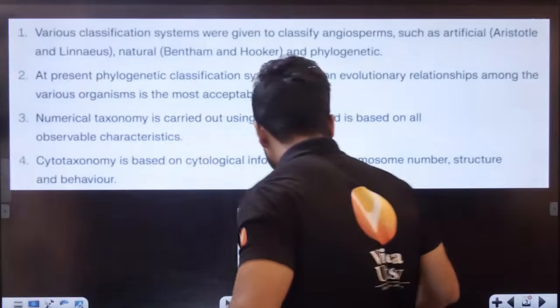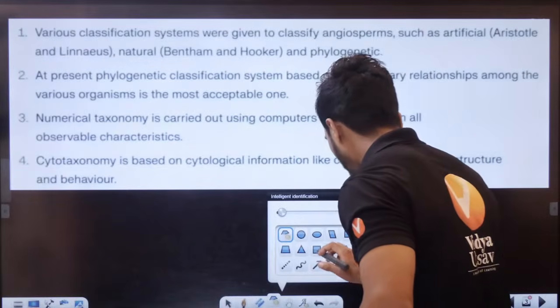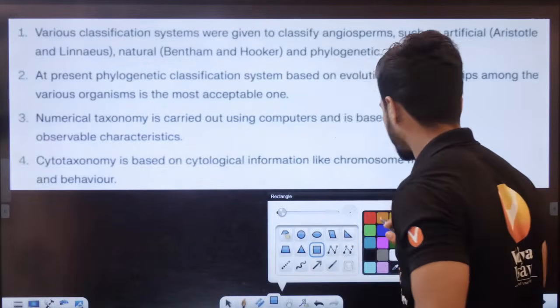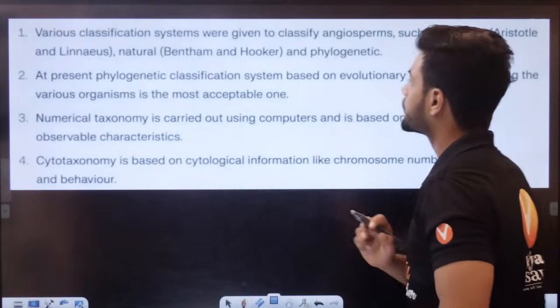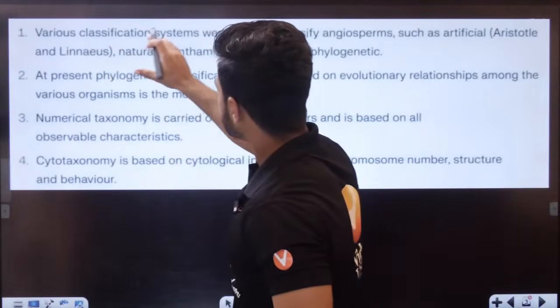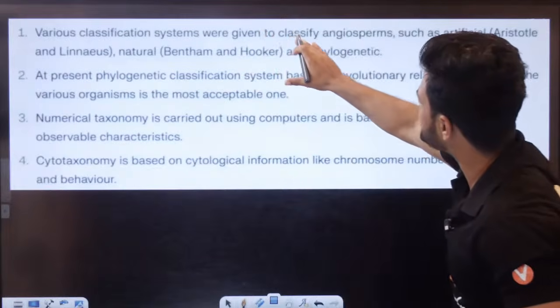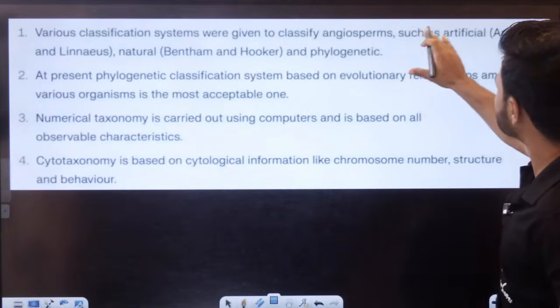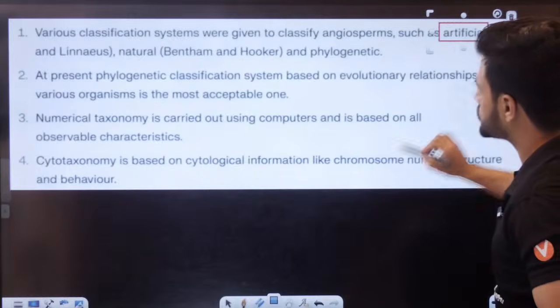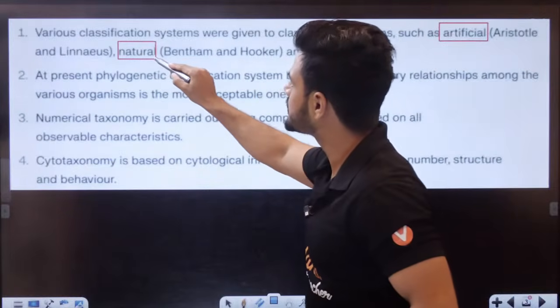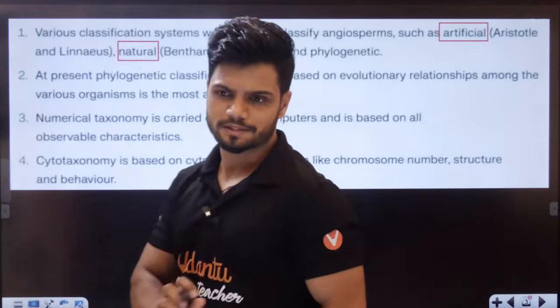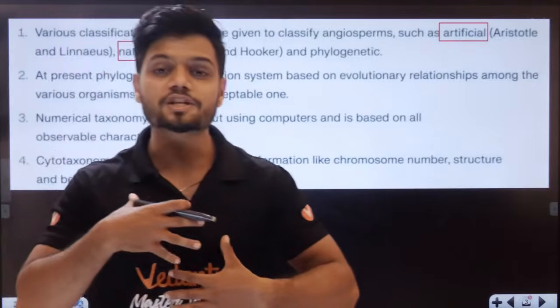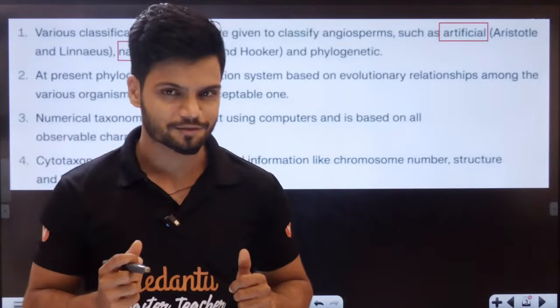Now, first of all, students, let me show you the point which you need to focus on, the first point here. The various classification systems were given to classify angiosperms, such as artificial system of classification and natural system of classification. Now, what is the difference between natural and artificial system of classification?